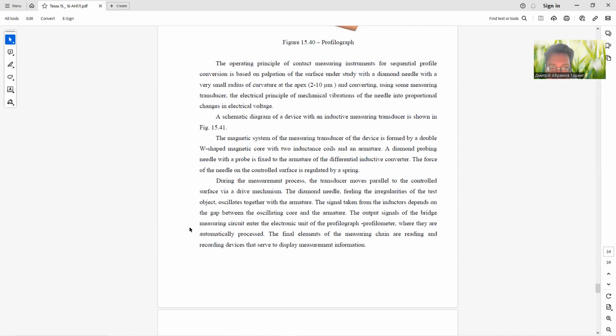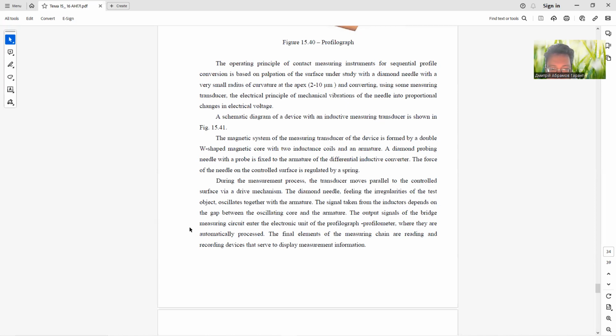The magnetic system of the measuring transducer of the device is formed by a double W-shaped magnetic core with two inductance coils and an armature. A diamond probing needle with a probe is fixed to the armature of the differential inductive converter. The force of the needle on the controlled surface is regulated by a spring.